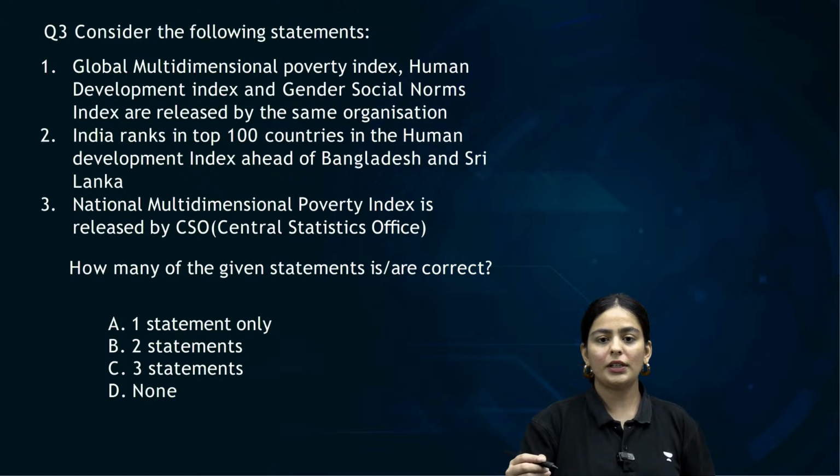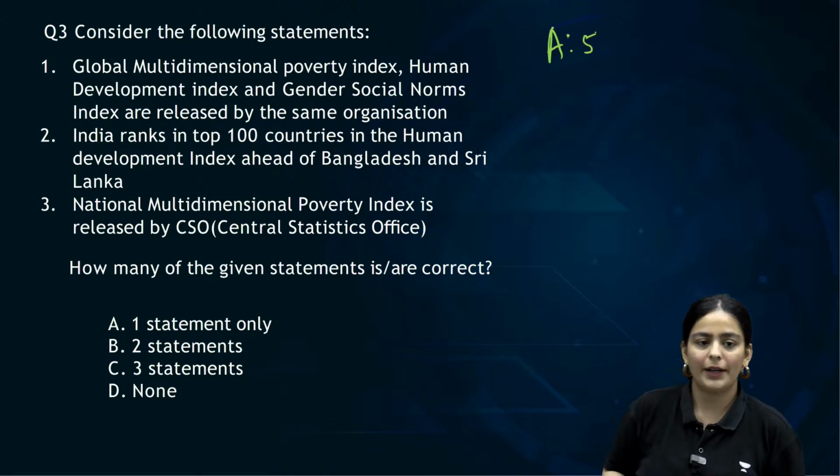So most of you have voted for A, which is 51%. Let's discuss this. All right.